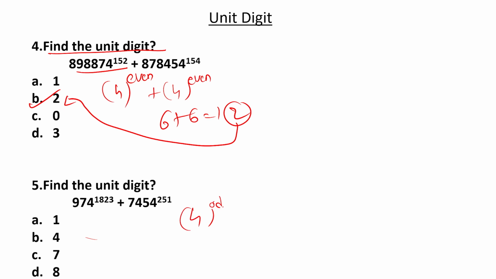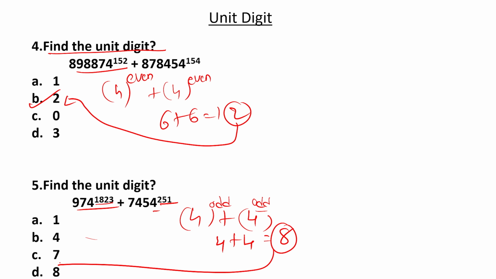4 power odd number. As you can see, 4 power odd number plus 4 power odd number. Here it is also 4 power odd number. So odd plus odd, we will get 4 power odd is equal to 4. 4 power odd is equal to 4. So 4 plus 4, 8. 8 is the answer. Here is our answer. I hope you understand it, right?